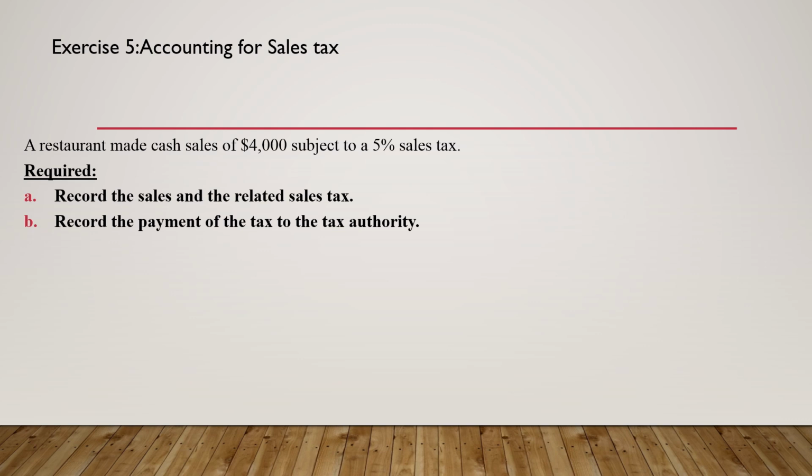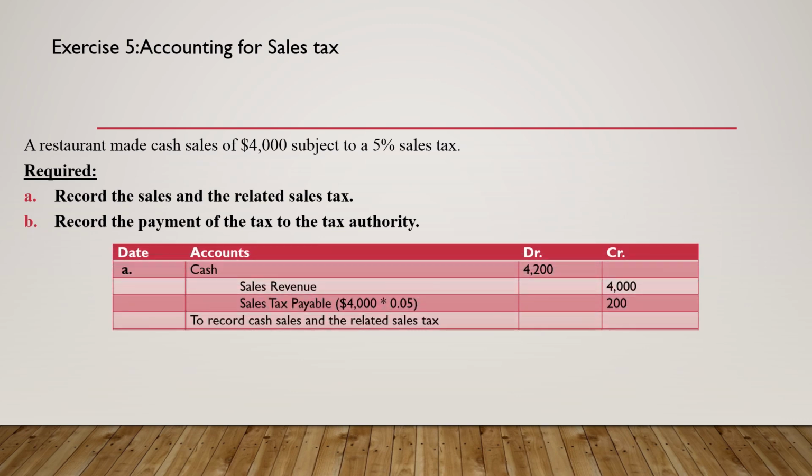So I just debit the cash and I credit sales revenue and I credit sales tax payable. I record my liability toward the tax authority for the tax. So I credit sales tax payable. By how much? It's stated as 5%, so I just multiply the 4,000 sales times the 5%, which gives us 200. So the cash I'm going to receive is going to be the 4,000, the revenue, along with the 200 sales tax.